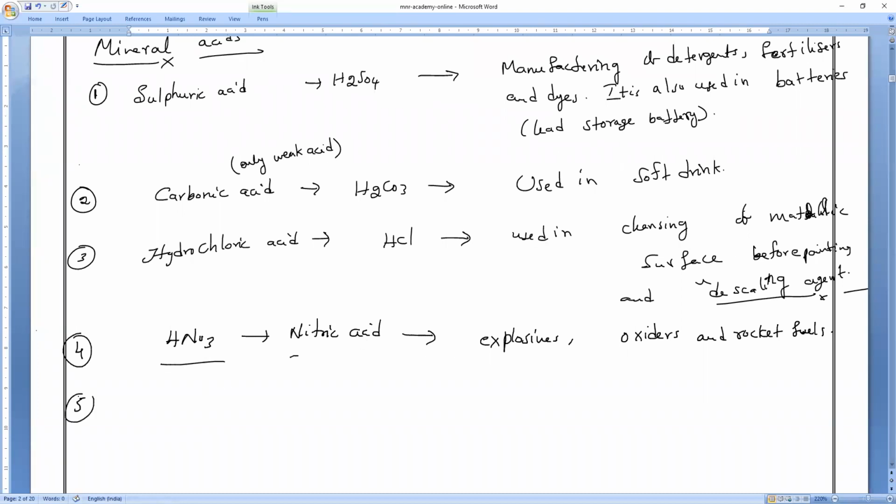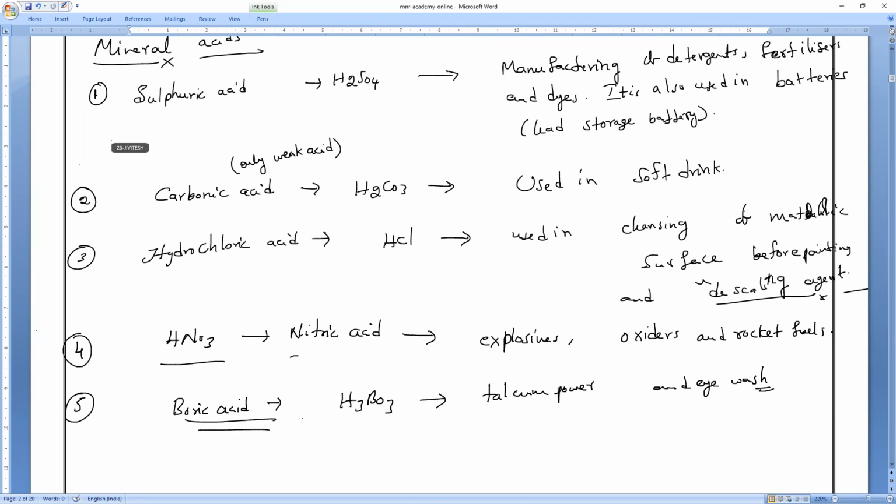So one more acid is there. That is what we used to call boric acid. The boric acid formula is H3BO3. This acid is basically used in powder. Do you all remember talcum powder? Yes, please. So in manufacturing of talcum powder, which we are using in our daily life, we people will use this boric acid, and as well as eye wash. So for manufacturing eye wash also, they will use this one. So this is about five acids. All are mineral acids.